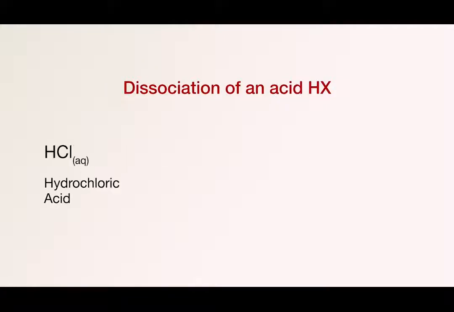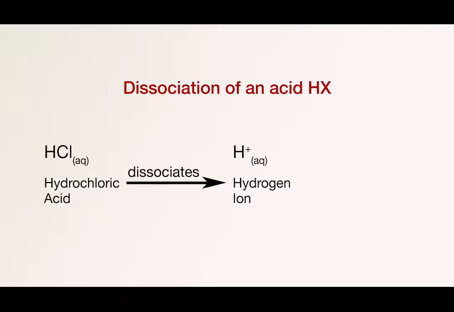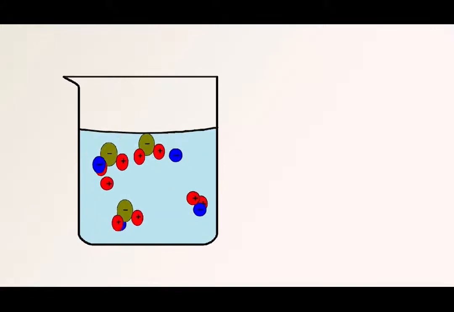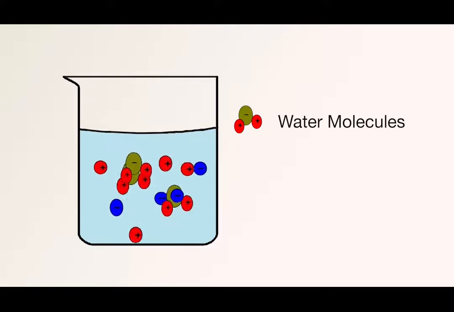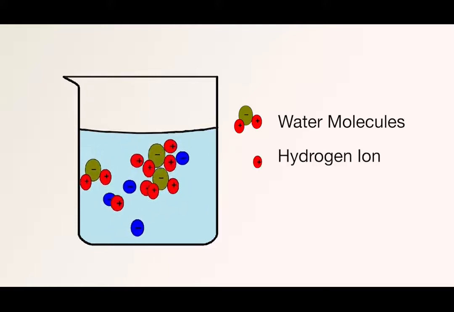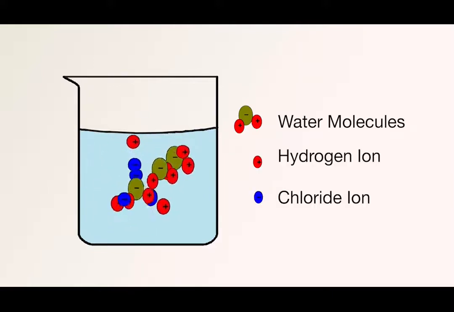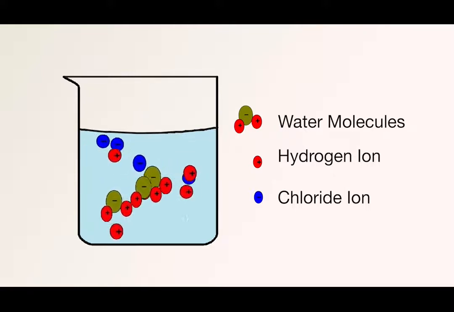For example, hydrochloric acid, HCl, dissociates in aqueous solution to produce hydrogen ion, and therefore it is termed as an acid. The diagram on your screen illustrates how water molecules, hydrogen ion, and chloride ions coexist in solution.